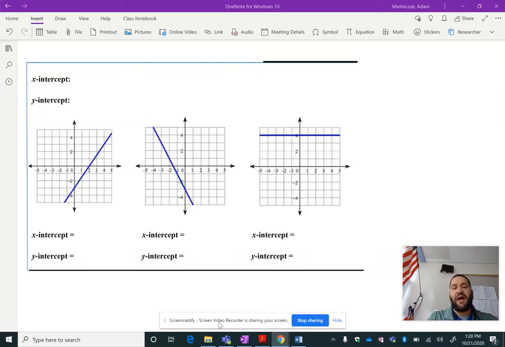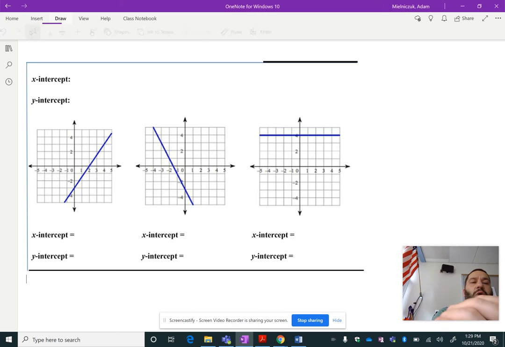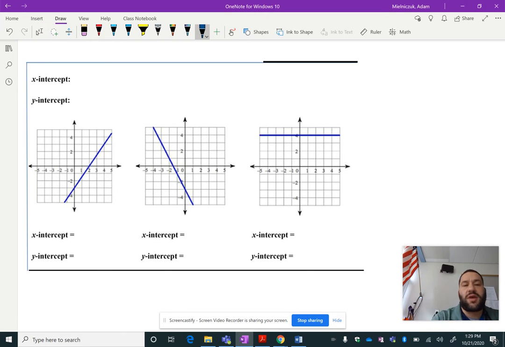All right, in lesson 5.2, we are going to learn how to graph linear equations, mostly in standard form, when given an x and a y intercept. Before we can do that, we have to understand what an x and a y intercept is.